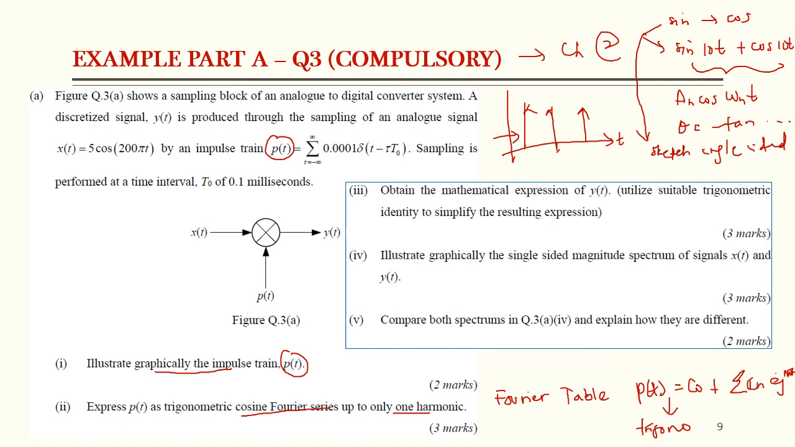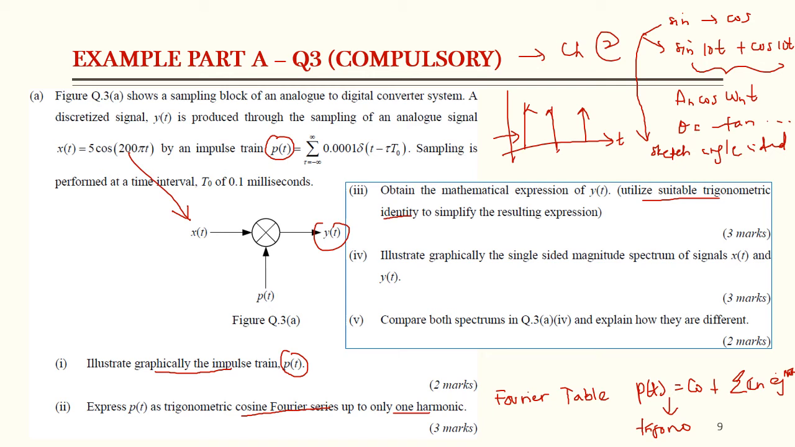Alright, and then obtain the mathematical expression of y(t), so the sum operation, and then utilize, as stated clearly, trigonometric identity. Why? Because the input x(t) is in cosine, and the impulse train may be in sine or cosine function. When you multiply them, the equation may be in sine and cosine shape. So you need to use the trigonometric identity to simplify the equation.